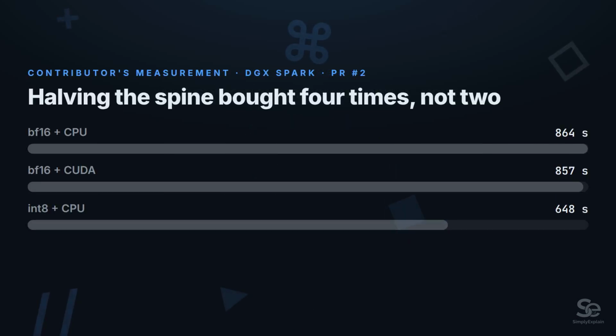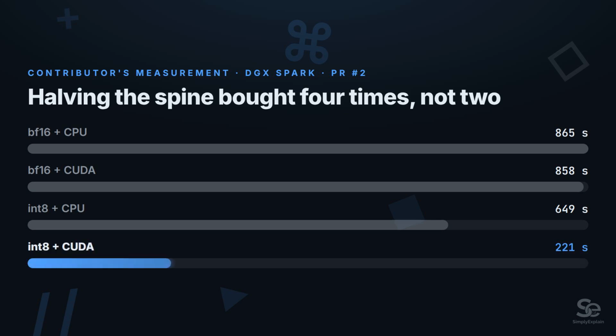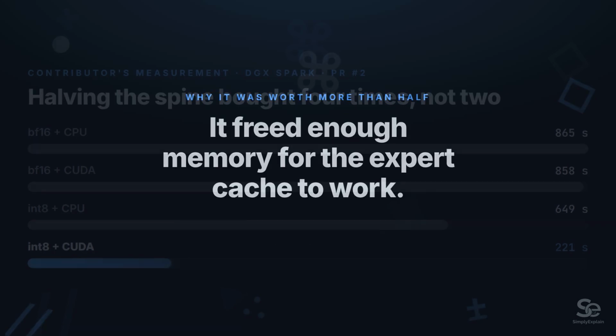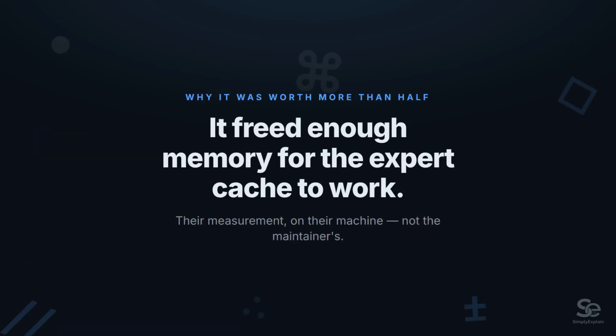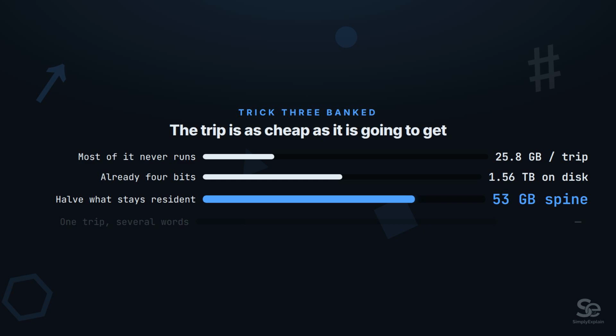And here's why these tricks are not a list. On a contributor's Linux box, the same completion went from 865 seconds to 221. 4 times, not 2. Having the spine did not just move fewer bytes. It freed enough memory for the expert cache to actually work. Quantization changed the read pattern, not just the arithmetic. 3 tricks in, and the trip is about as cheap as it is going to get.